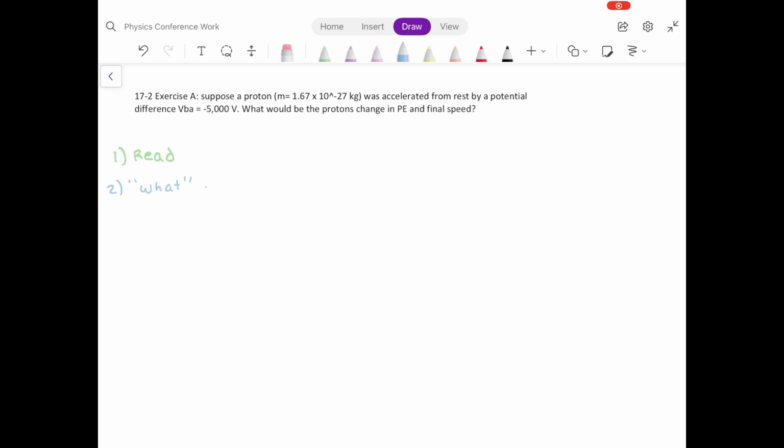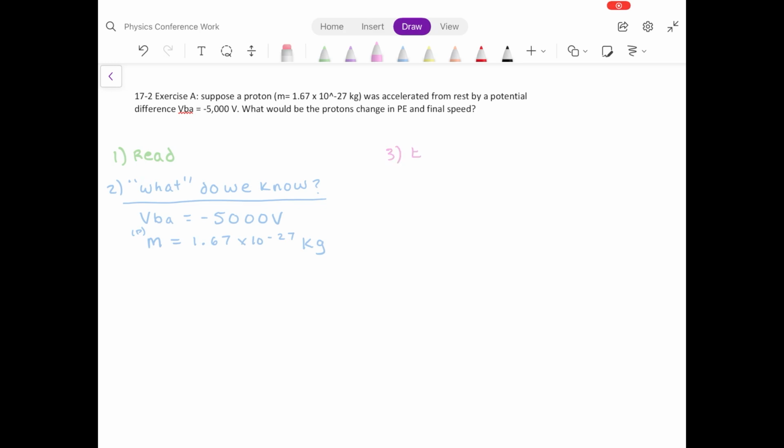Our second step is identifying the what. So what do we know, and what are we trying to find? Well, we know that V_BA equals negative 5,000 volts. We also know that the mass of a proton is m equals 1.67 × 10^-27 kilograms.